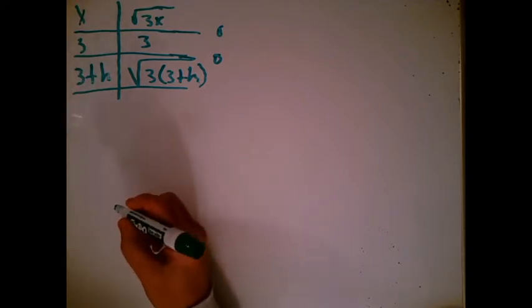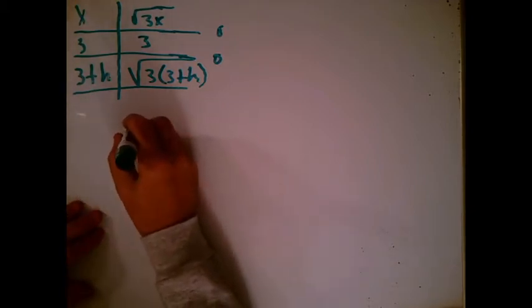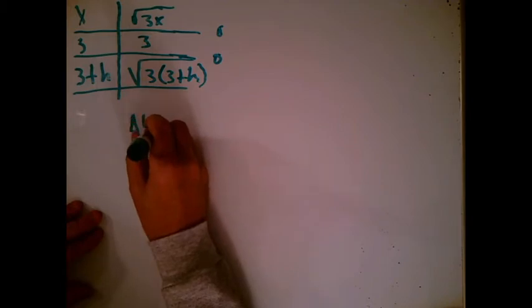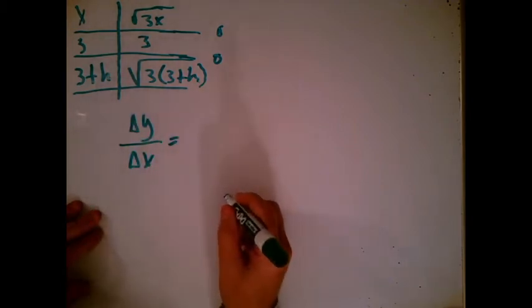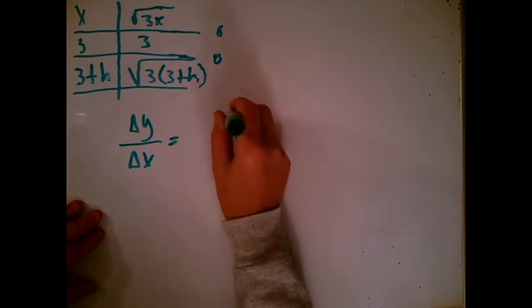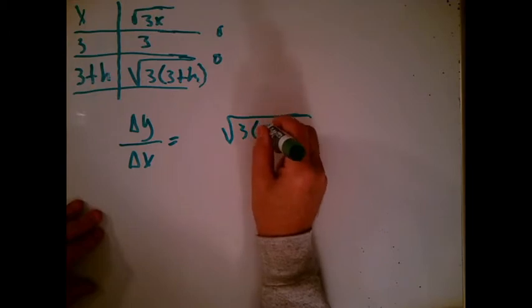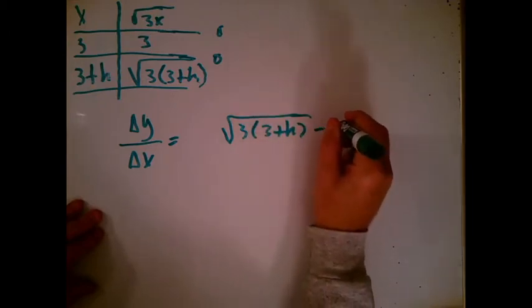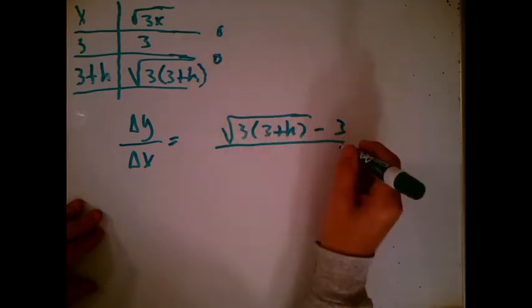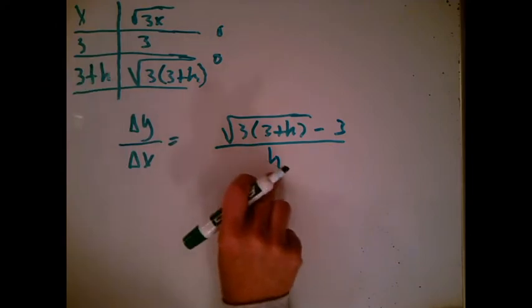So let's see if we can get all this in here. And what I'm going to do is leave a space for limits. And I'm going to write delta y over delta x like that equals, I leave a space for limits, and then I write 3 like this and 3 plus h like that. So this is the change in the y values over the change in the x values. And that's just h, because 3 plus h minus 3 is just h.